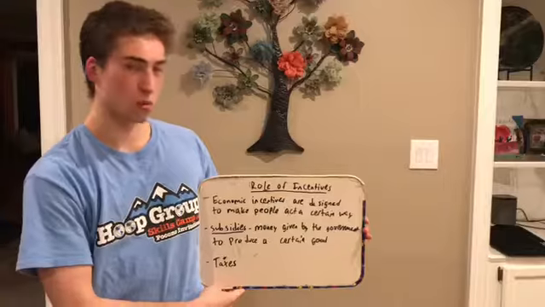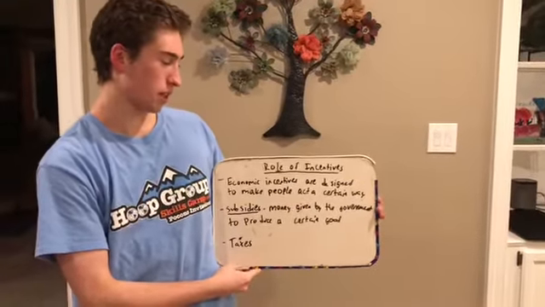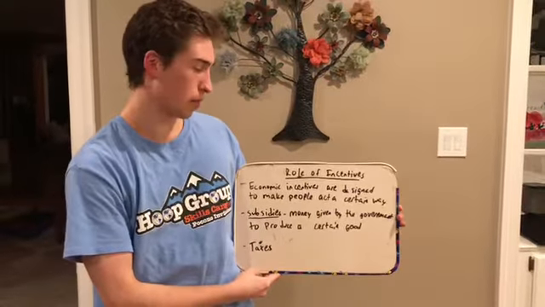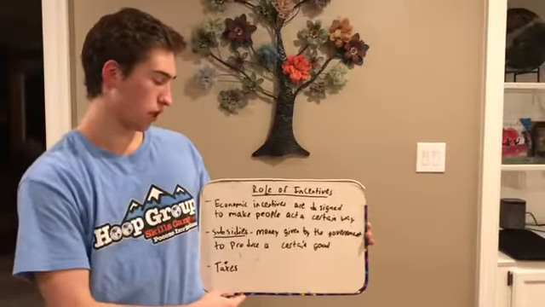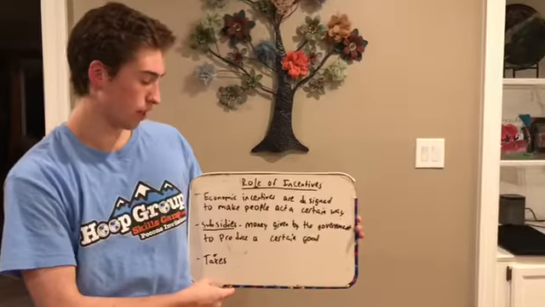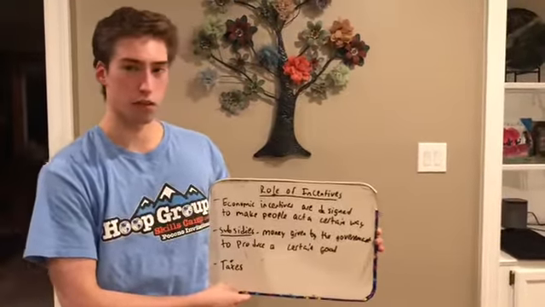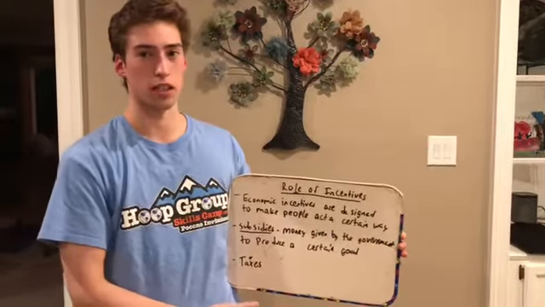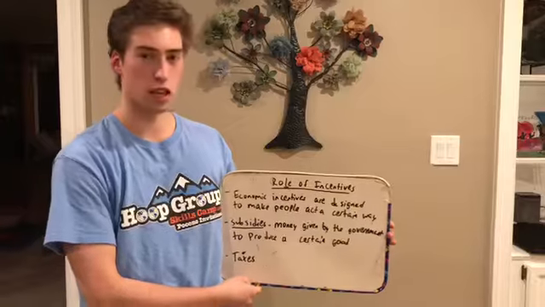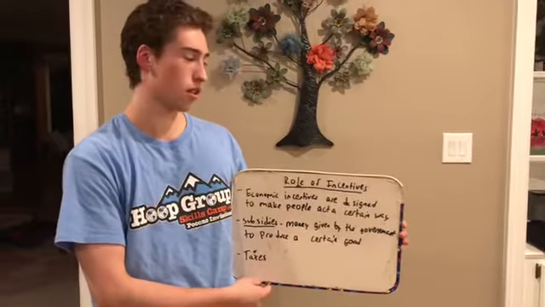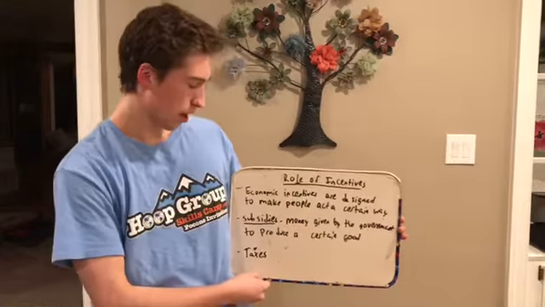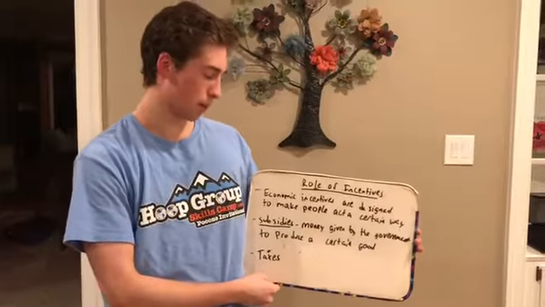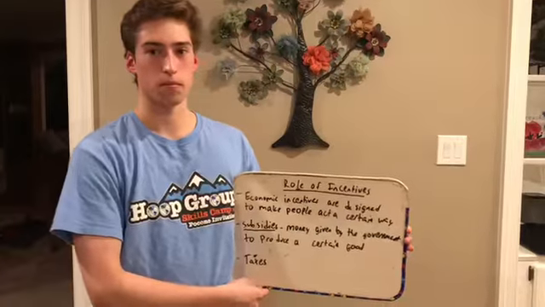So next we're going to talk about the role of incentives. So economic incentives are designed to make people act in a certain way. For example, subsidies would be a positive incentive, and that's money given from the government to produce a certain good. Like if a company is making vaccines, the government might subsidize and give them money to make more vaccines because that's good for the general population. And then a negative economic incentive would be taxes.